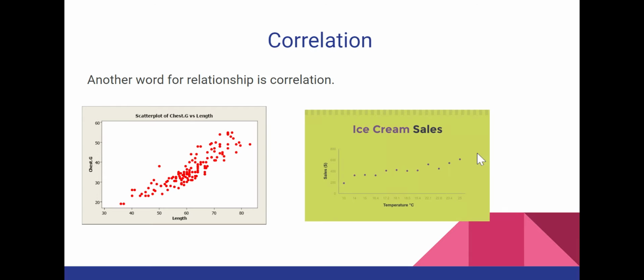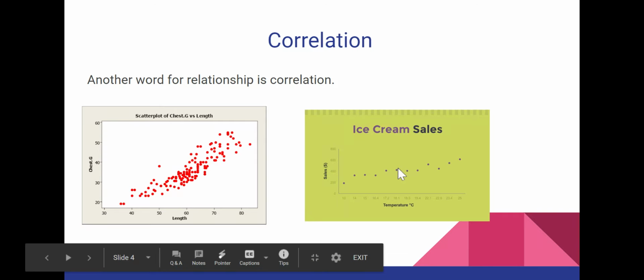Now it's your turn. See the ice cream sales. Is there a relationship between the weather's temperature and the sales of ice cream? Yes, it is a positive linear relationship. So when the temperature increases, the sales of ice cream will increase too.